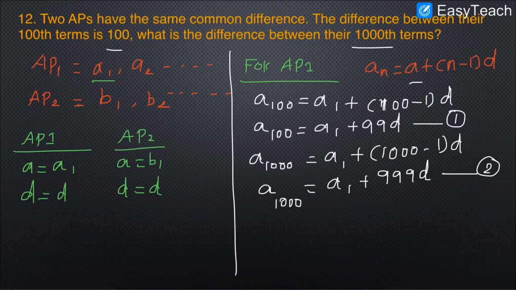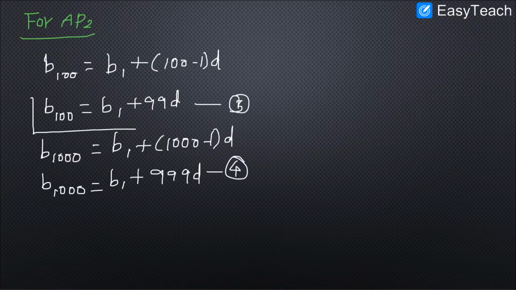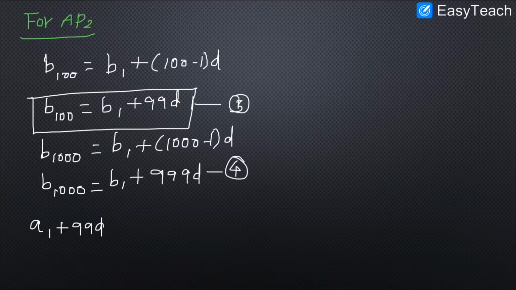Next I am coming back to the question. The question says the difference between their 100th terms is 100. So I take the 100th term from AP1, which is A100 equals A1 plus 99D, and the 100th term of AP2, and I subtract these two: A1 plus 99D minus B1 plus 99D.